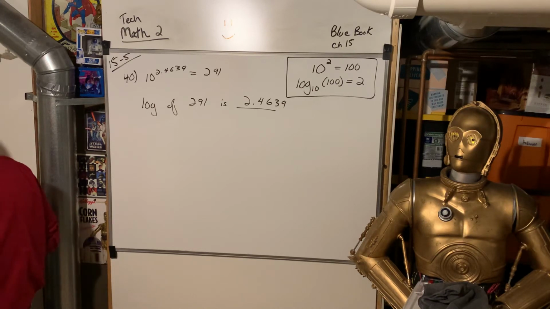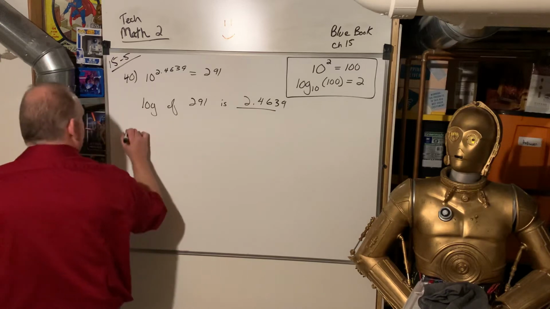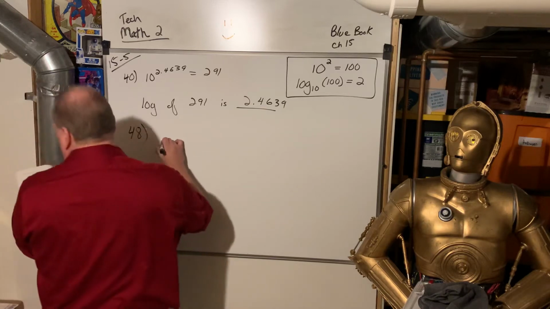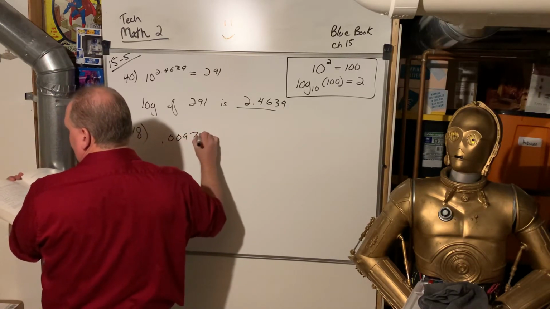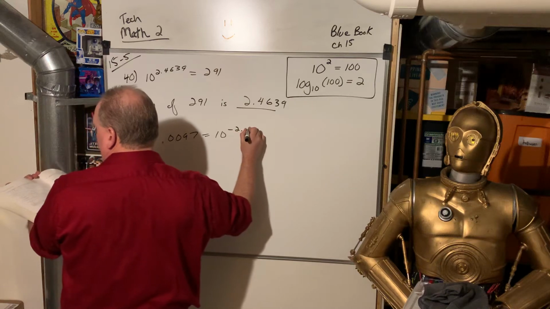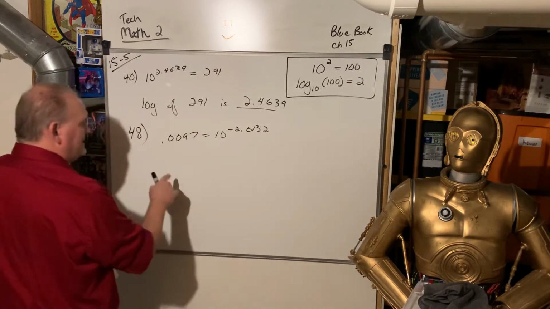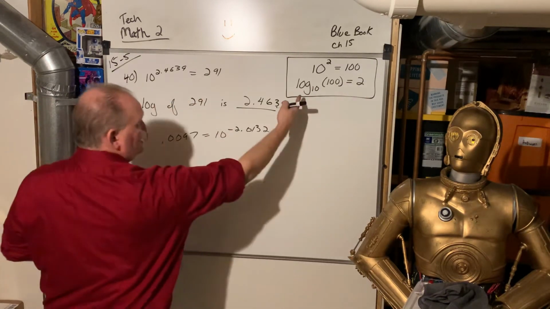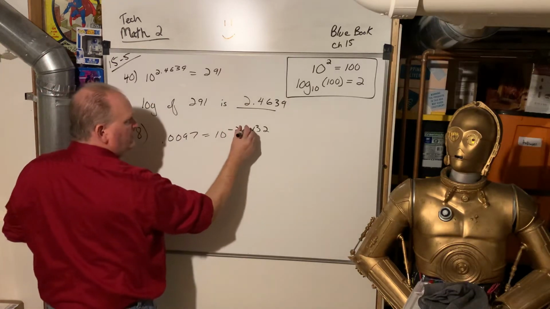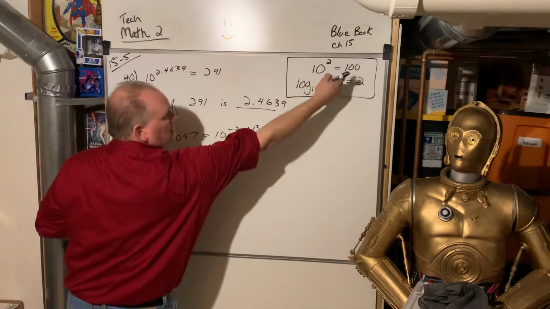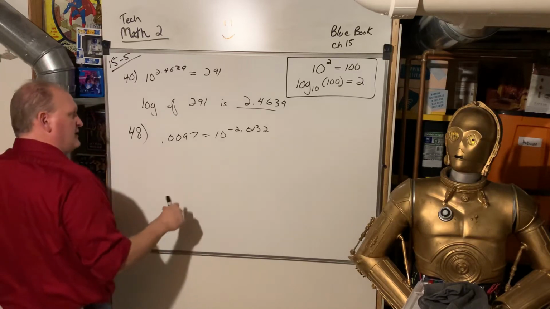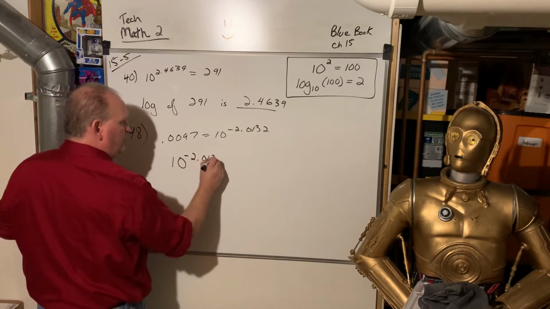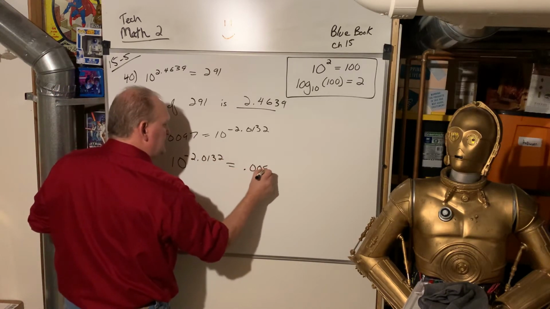All right. So here, let's do one like 48. They have 0.0097 equals 10 to the negative 2.0132. And they want me to write this as a logarithm. So write it as a log. Logs are just a fancy way of writing that. So I'm going to put this first and this second so it looks like my little 10 squared equals 100 up there, okay? So we get 10 to the negative 2.0132. That's equal to 0.0097.